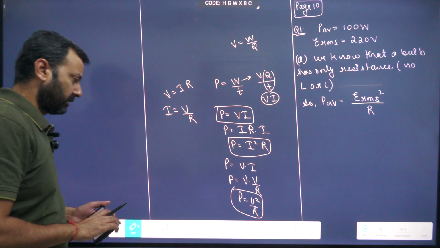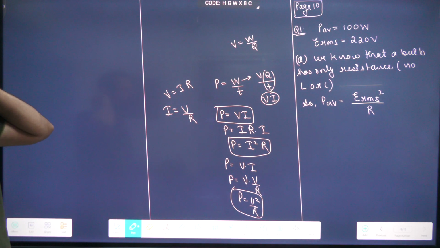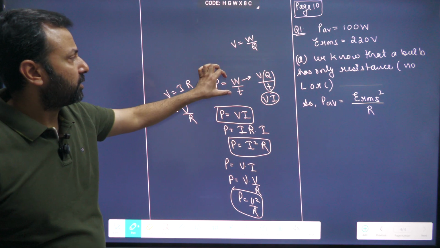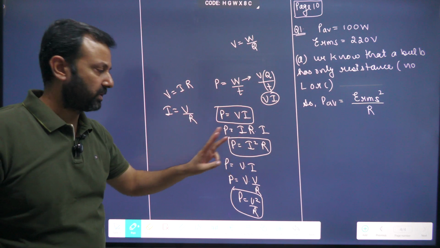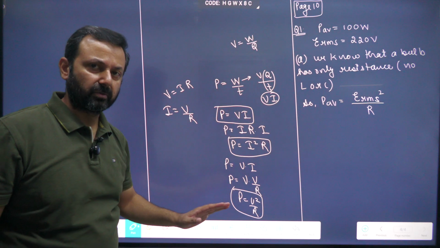So we have four formulae of power. One is work done upon time taken. Second is P is equal to VI. Third is P is equal to I square R. And fourth is P is equal to V square upon R.